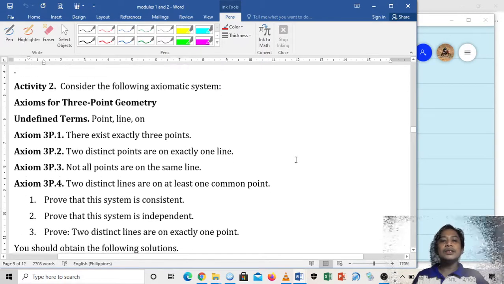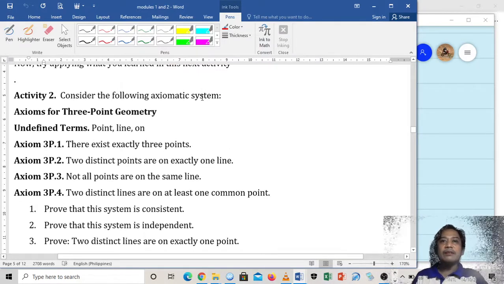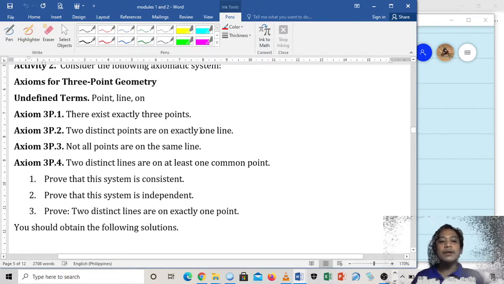Let us now consider another example. So we have here axioms for the 3-point geometry. So this is another finite geometry wherein there are exactly 3 points. So here are the axioms. There are 4 axioms in the 3-point geometry. First axiom, there exist exactly 3 points. Second, 2 distinct points are on exactly one line. Then not all points are on the same line. And fourth, 2 distinct lines are on at least one common point.